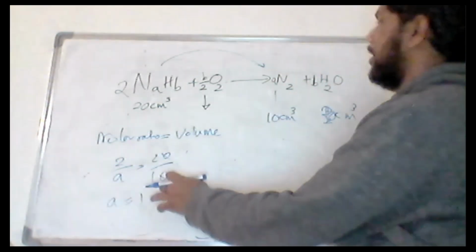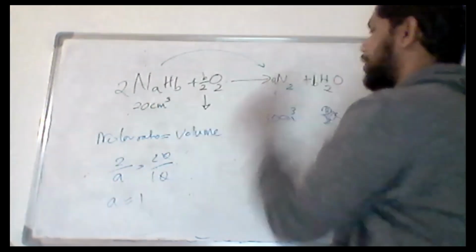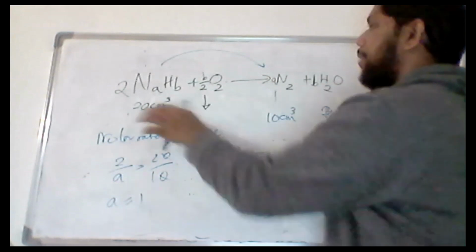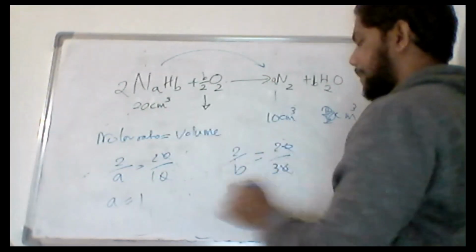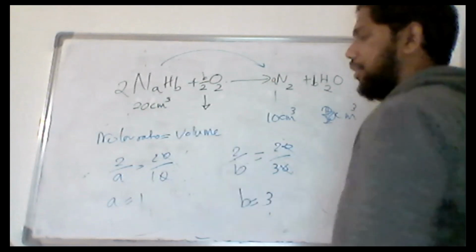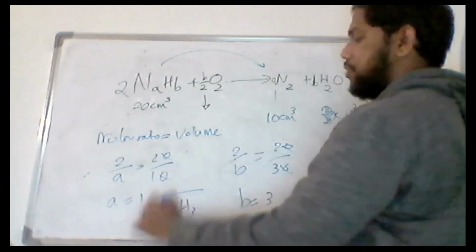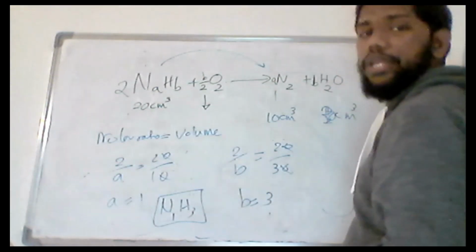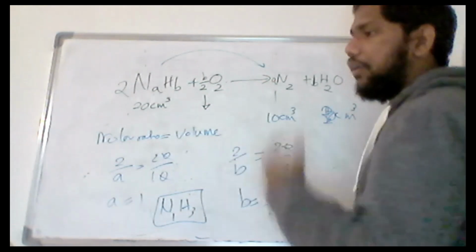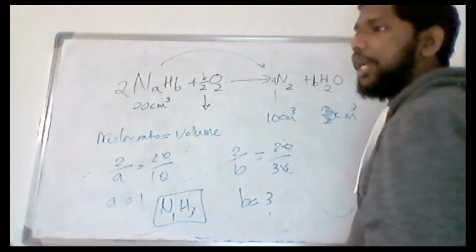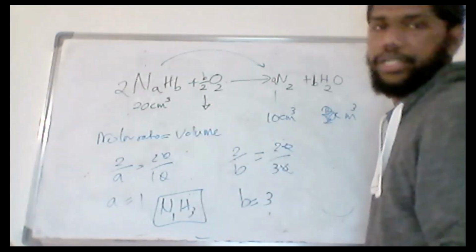In the same way, you can find B with respect to this and this. 2 is to B will be equal to 20 over 30, so B is equal to 3. According to that, the formula is N1H3, so it is ammonia. This is very straightforward. The only thing you need is that volume ratio is equal to molar ratio.